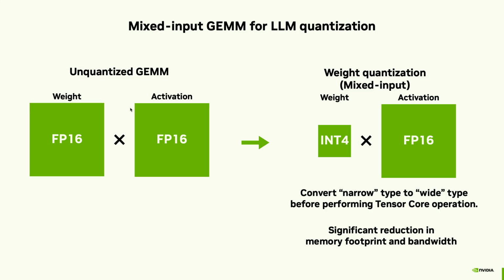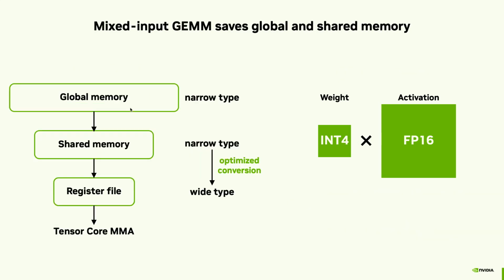Under the hood, the way this will work is by eventually converting the narrow precision weight into the same data type as the wider precision and performing a tensor core instruction within that wider data type. CUTLASS's implementation of mixed input GEMM enables significant savings in global and shared memory footprint and bandwidth. This is because the weight remains in the narrow data type in both global and shared memory, and is only converted to the wide data type within the register file before performing the tensor core MMAs in the wide data type. Under the hood, CUTLASS has a number of optimizations in mixed input GEMM, including optimized conversion sequences from the narrow to wide data type.